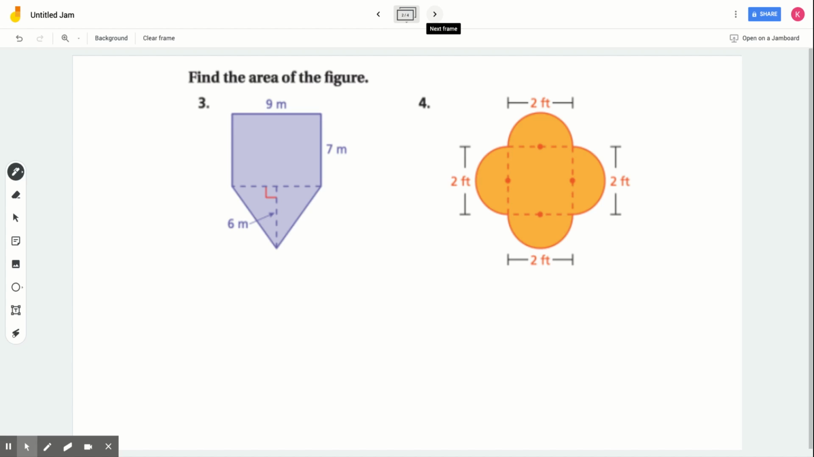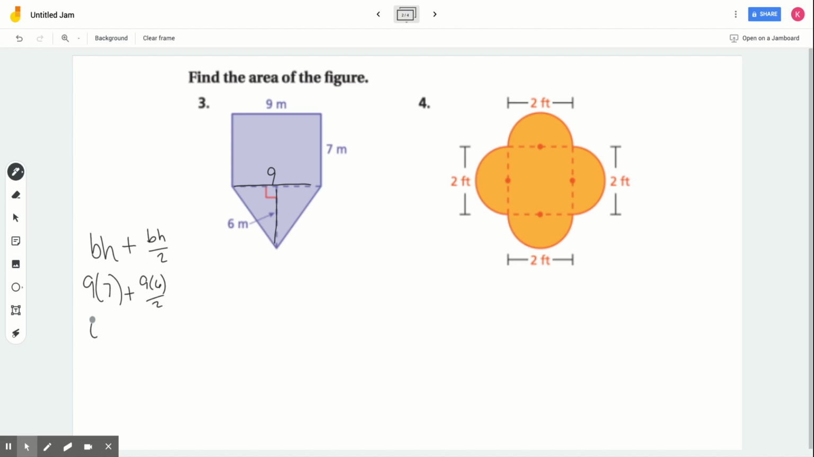Now we look at these composite figures. So I like to start by thinking about, well, what do I have? Here on number 3, I have a rectangle and a triangle. So my rectangle, the area is base times height, plus the area of the triangle, which is base times height divided by 2. So my base and my height of my rectangle, or my length and my width, are 9 and 7. My base of my triangle is 9 and my height is 6. And I divide by 2.